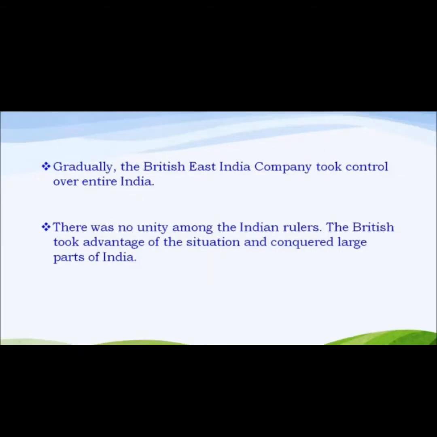Gradually, the British East India Company took control over entire India. There was no unity among the Indian rulers. The British took advantage of the situation and conquered large parts of India.